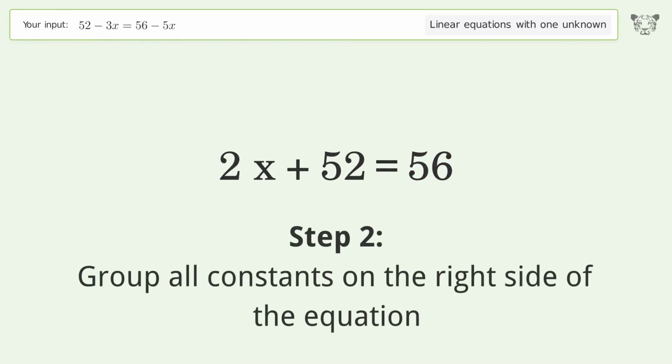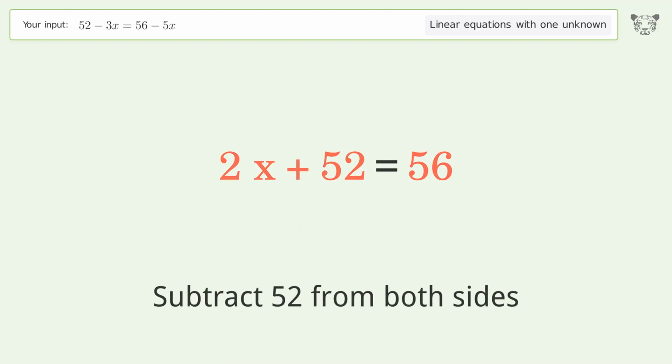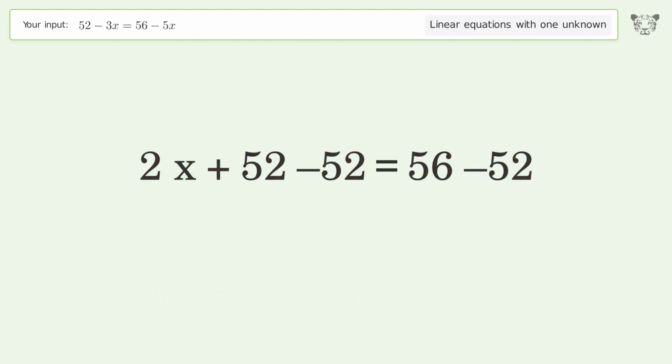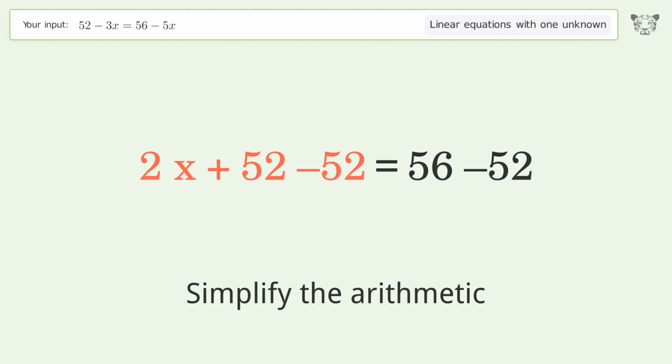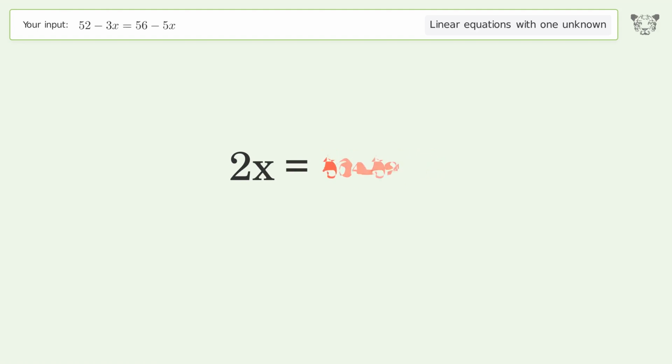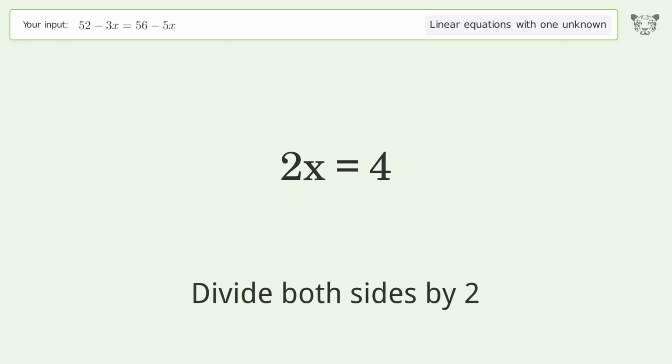Group all constants on the right side of the equation. Subtract 52 from both sides. Simplify the arithmetic. Isolate the x. Divide both sides by 2.